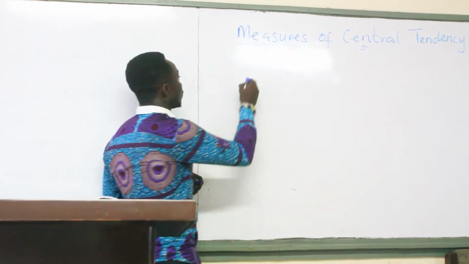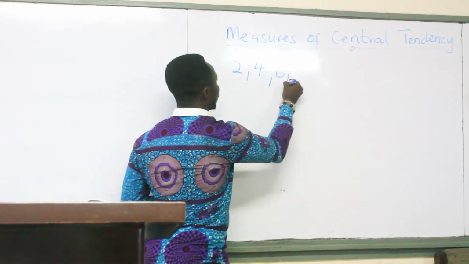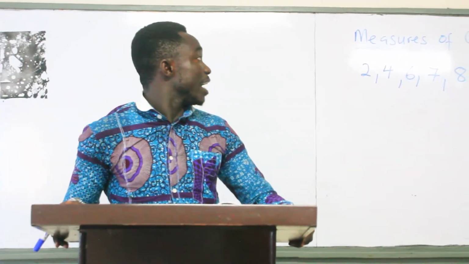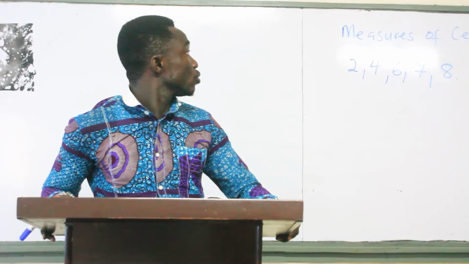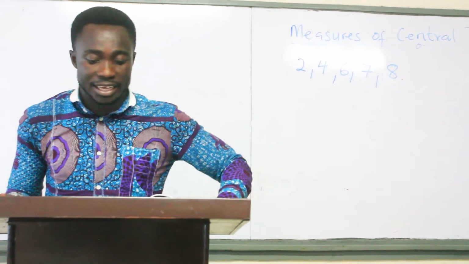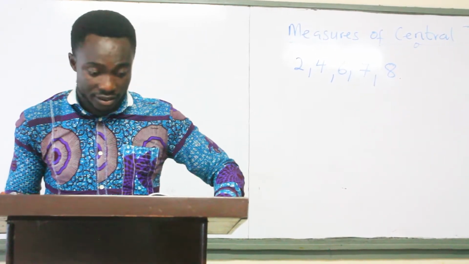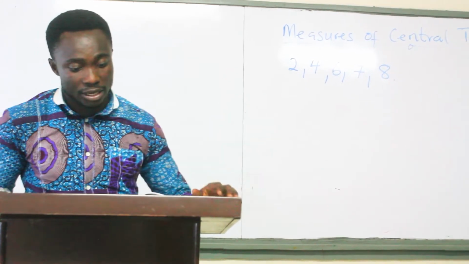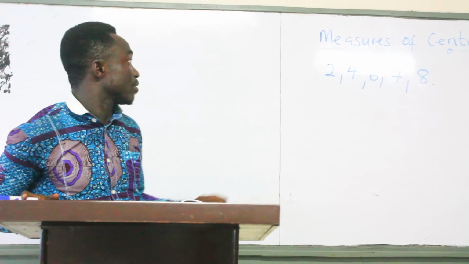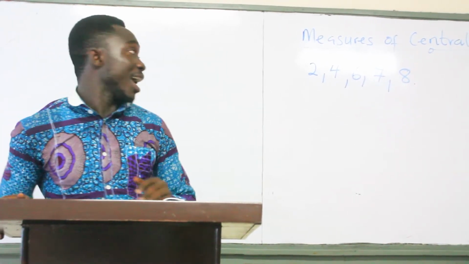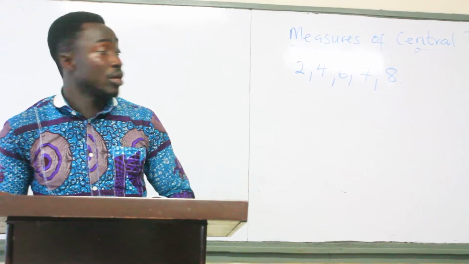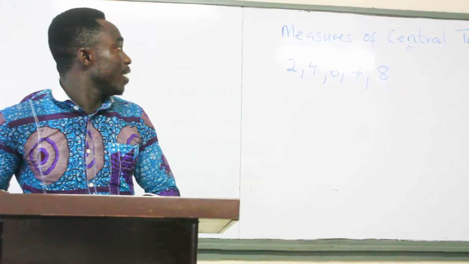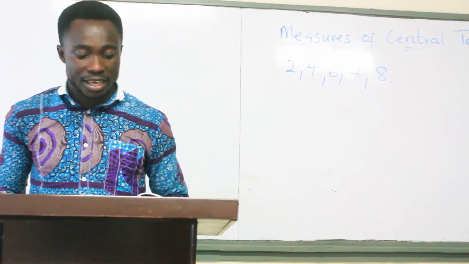For example, now we have 5 observations on the board: 2, 4, 6, 7, and 8 as scores of students in a class. We can use a single value to summarize the whole distribution if we look for the mean of the class. If we want to find the mean, we add the following observations: 2 + 4 + 6 + 7 + 8. When you add these 5 observations together, you divide by the number of observations, which is 5. That will give you the mean.